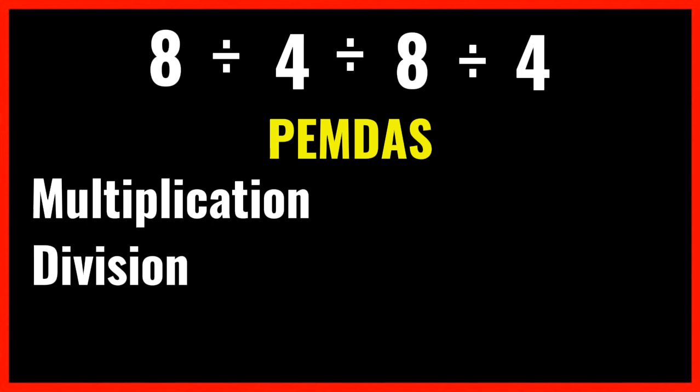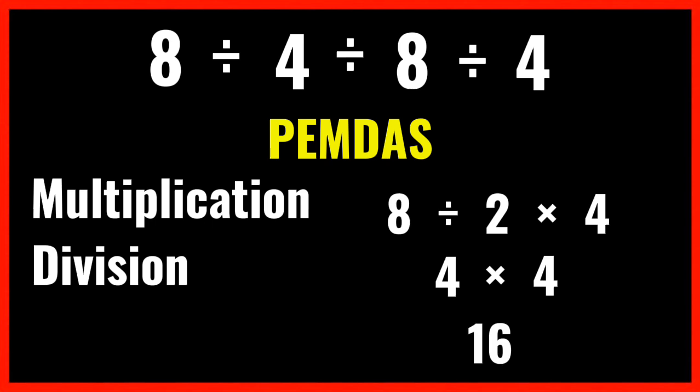Now multiplication and division. These are done from left to right. For example, 8 ÷ 2 × 4. You go from left to right. 8 ÷ 2 equals 4, then 4 × 4 equals 16.